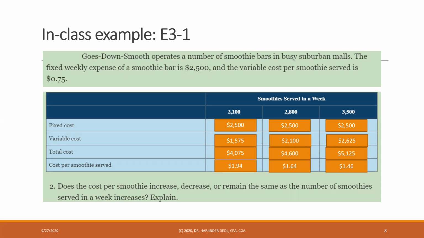So number 2, does the cost per smoothie increase or decrease or remain the same as the number of smoothies served in the week increases? And we have to explain why. So in this case, the relationship is that your per unit cost is going to decrease. So if we look at your activity level, your total cost is being divided or spread over the activity level. As soon as the activity level increases, your per unit cost will decrease.